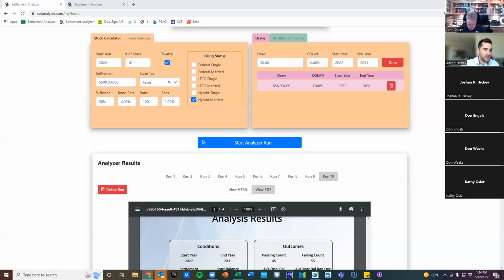Can you do joint and survivor? Currently, no. You can quote within the software to change and predict when that might occur. But right now, there's no functionality for us to do that immediately within the software.